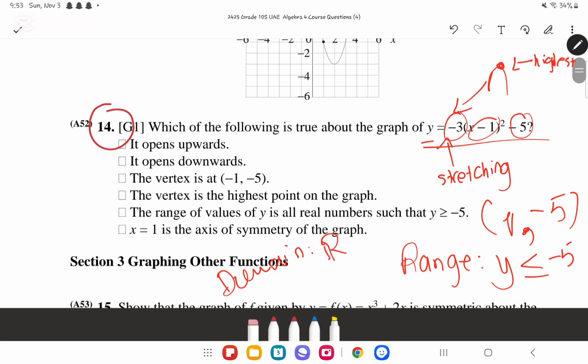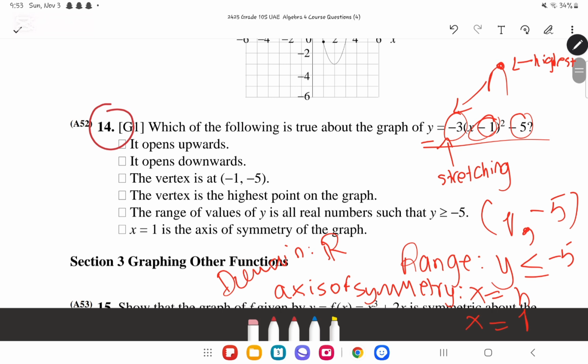And finally our axis of symmetry is what? Our axis of symmetry is x is equal to the opposite of h. Our x in this case is going to be equal to the opposite of h. So h is minus 1, take the opposite, it will be 1. So x is equal to 1, this is the axis of symmetry.